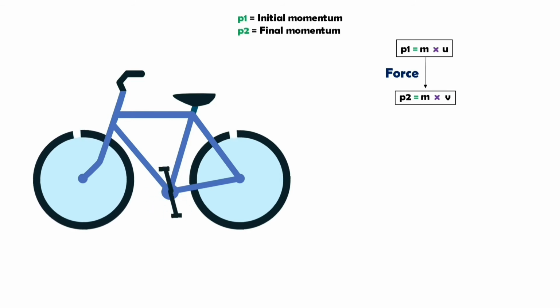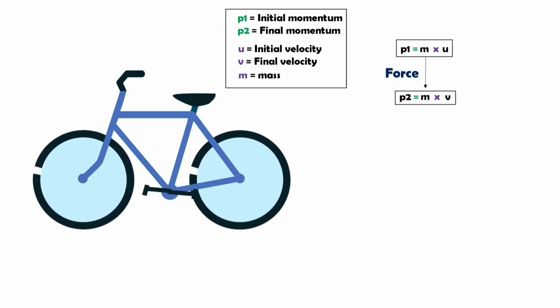After applying the force, you can see that the velocity of the bike has changed. So after applying some force on the pedal, the bicycle mass will remain the same, that is m, but the velocity has changed from u to v. By multiplying these two, we get the final momentum, p2. So P1 and P2 are the initial and final momentums respectively, U and V are the initial and final velocities respectively, and m is the mass of the bicycle.